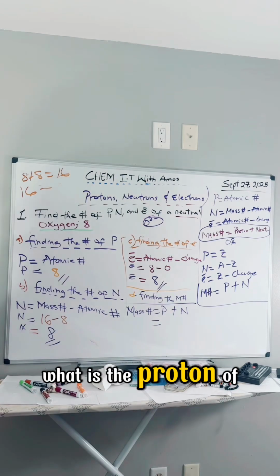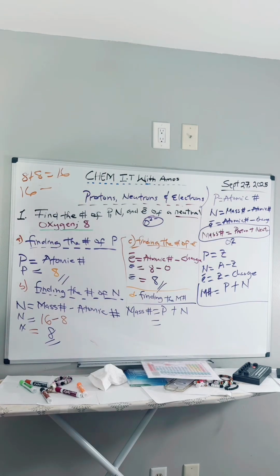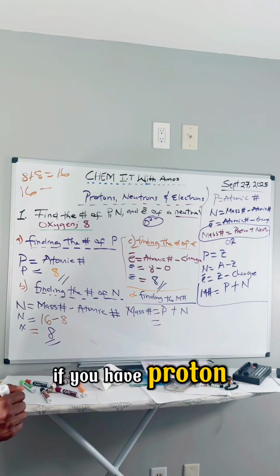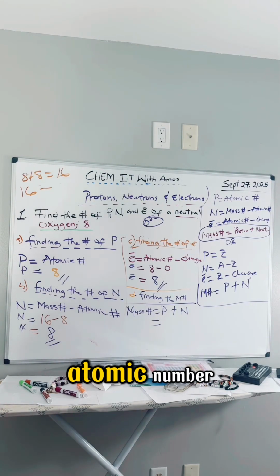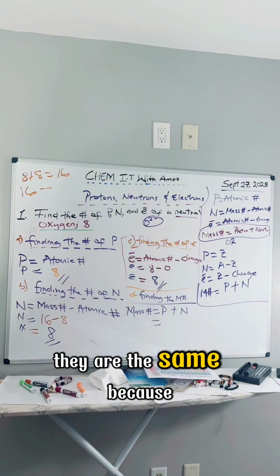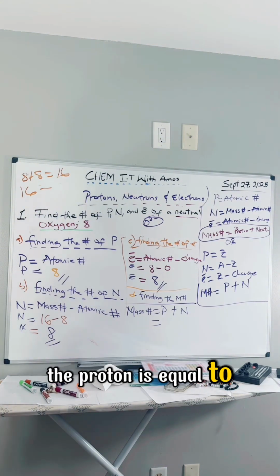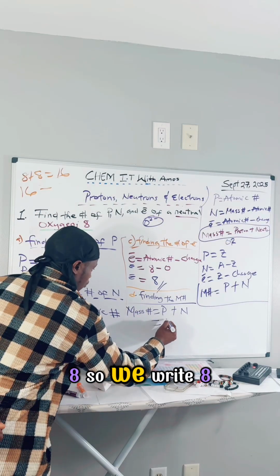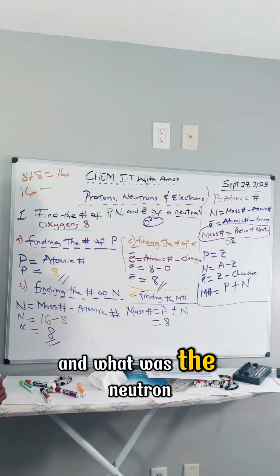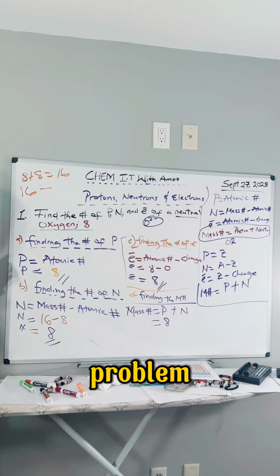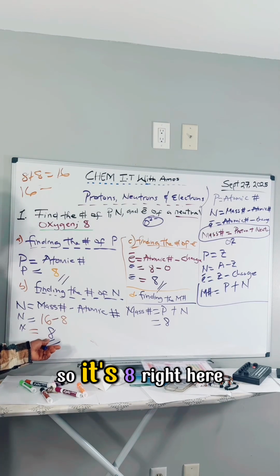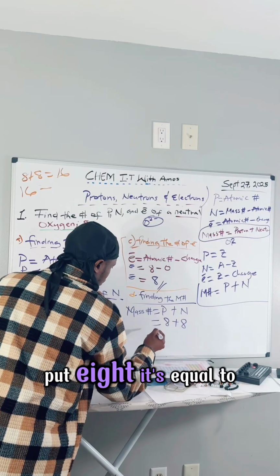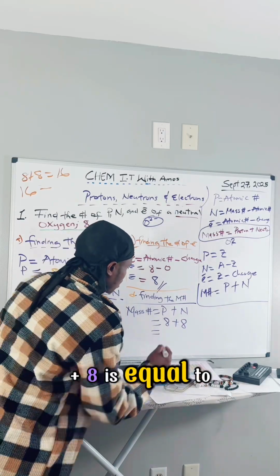What is the proton of oxygen? Proton tells us about atomic number. If you have proton, if you have that of atomic number, they are the same, because we say proton is equal to atomic number. So proton here now is 8. So we write it right here. And what was the neutron that we solved in this problem? We said neutron was 8. So it's 8 right here. We say plus. So we put plus, we put 8. It is equal to 8 plus 8 gives us 16.